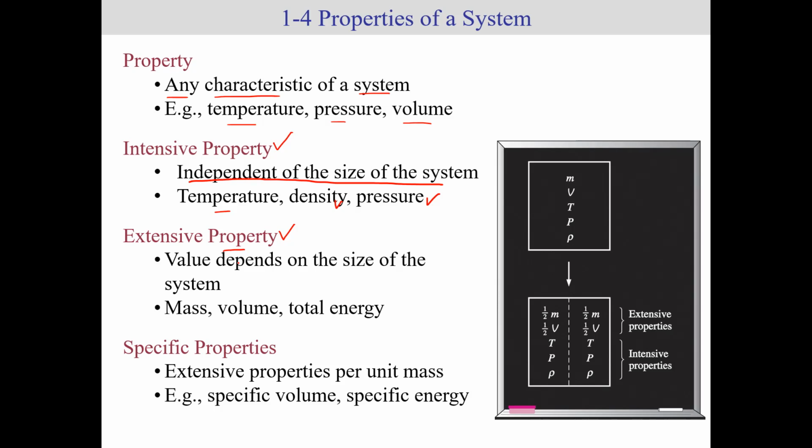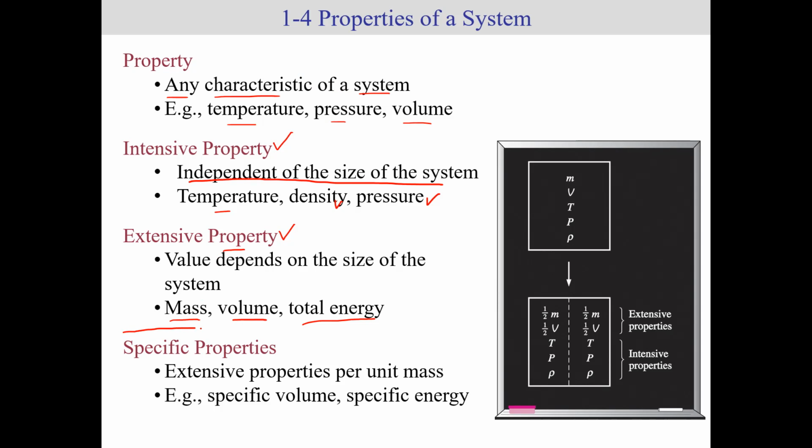Extensive properties, though, do depend on the size. So mass: if I have a 50-pound piece of steel or a 1,000-pound piece of steel, they obviously have two different masses. Volume as well: the bigger one has more volume, so it depends on the size. And also total energy. A hot piece of steel that's 1,000 pounds has more energy than one that's 50 pounds because there's just more of it. So those would be extensive properties.